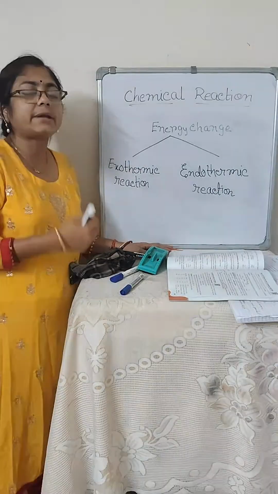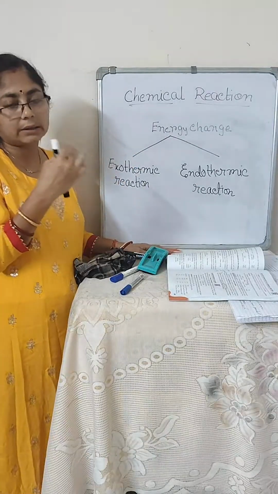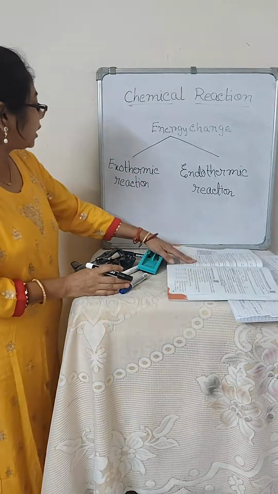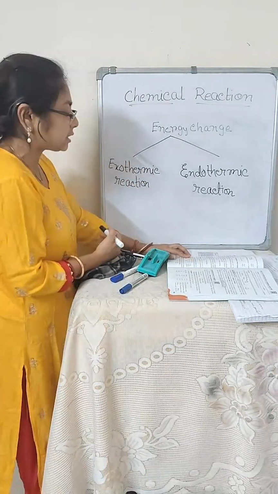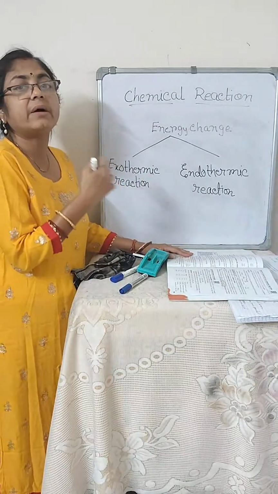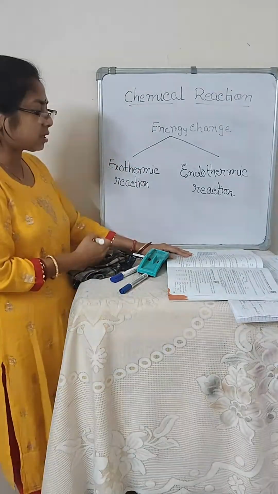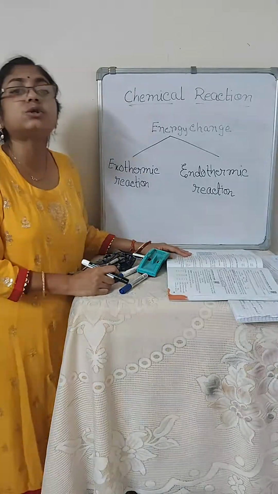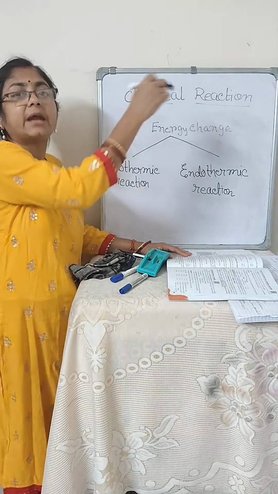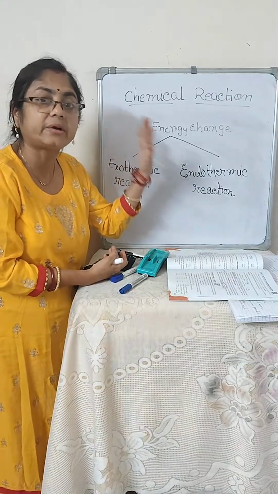In a chemical reaction, heat energy is either absorbed or released. Accordingly, we make two types: exothermic reaction and endothermic reaction. Exothermic means release. When a chemical reaction proceeds with the release of heat energy, when we write the equation and write the triangle sign, meaning heat is released, it is called an exothermic reaction.